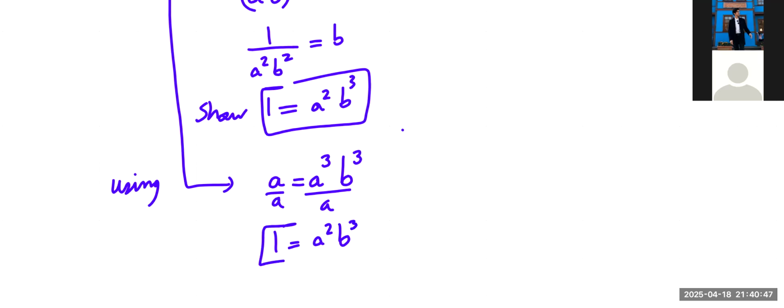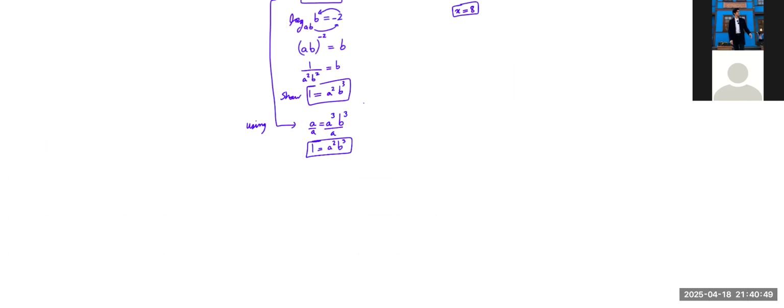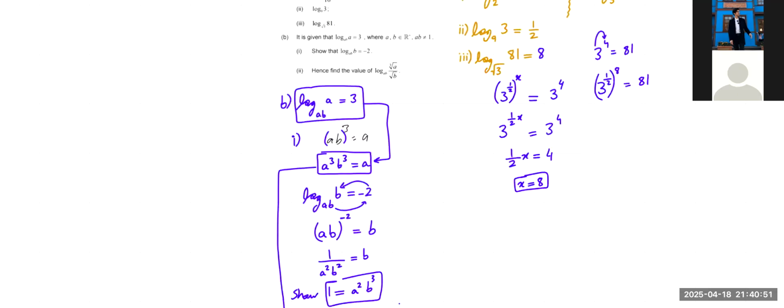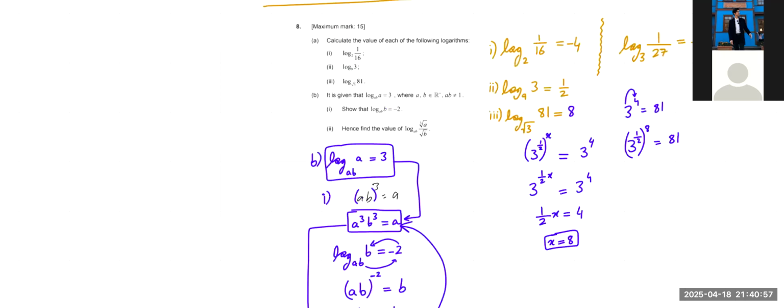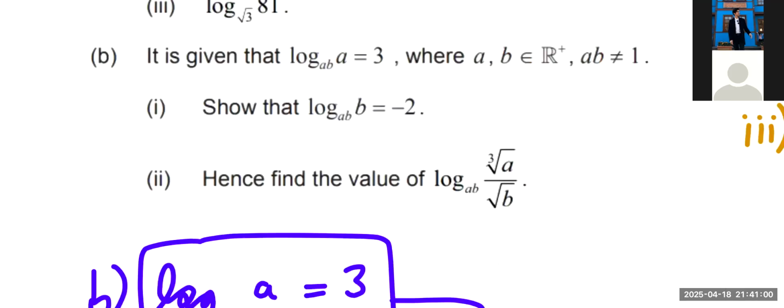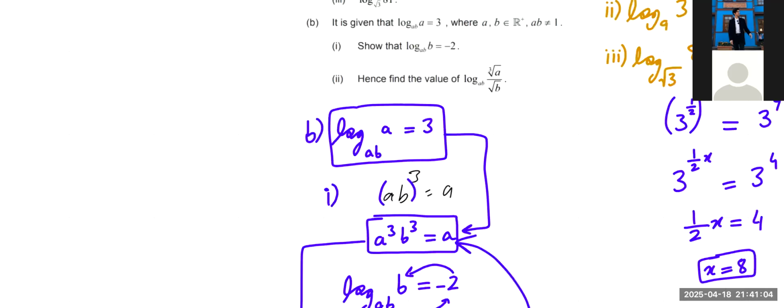However, the trick was converting the logs into actual equations and then comparing those equations with each other. That was the trick to this question. A bit of a tough one. Hence, find the value of log base ab of cube root of a over square root of b. Let's write down what we have. I'm just going to say a to the power 1 over 3 over b to the power 1 over 2. That's basically what they want us to find the value of, right?